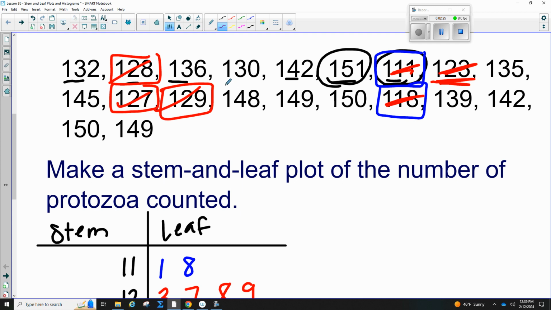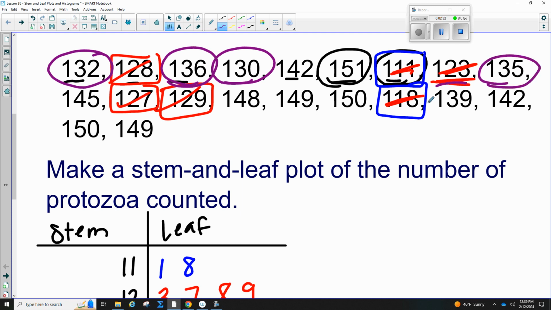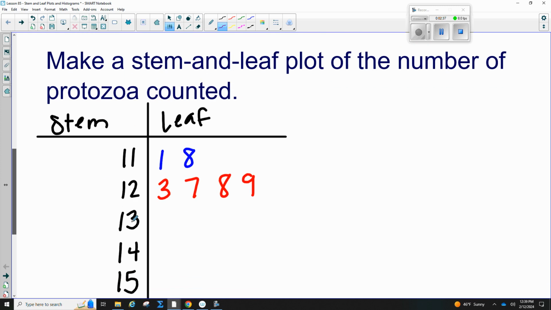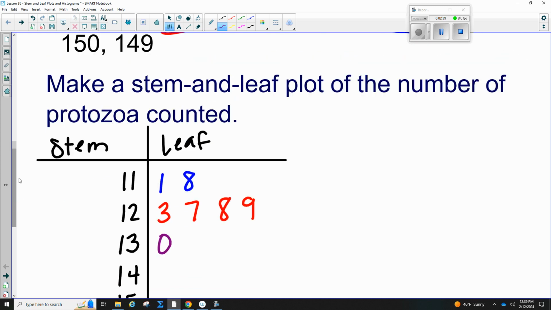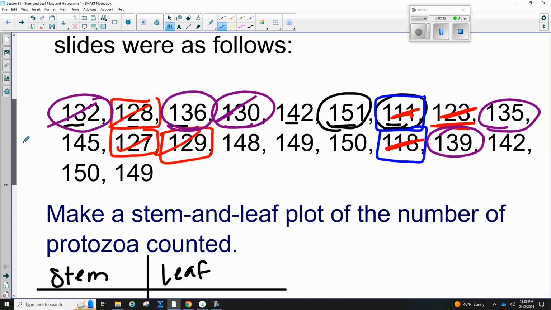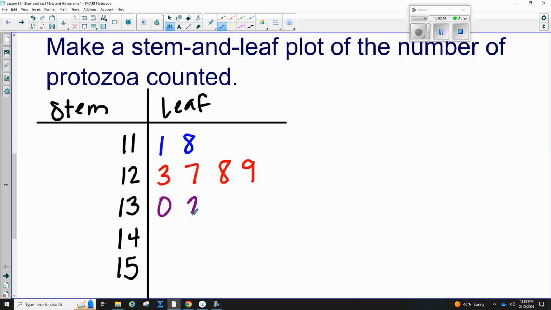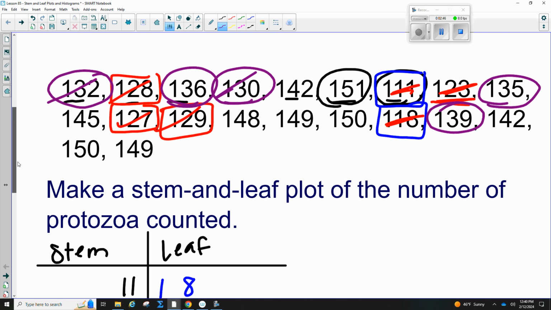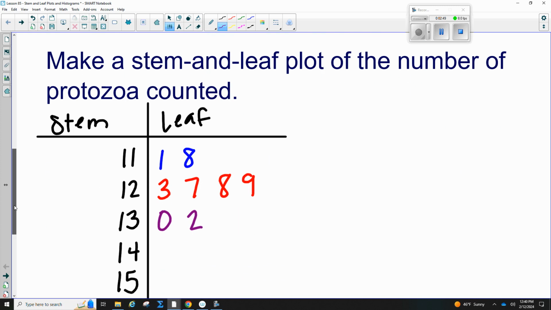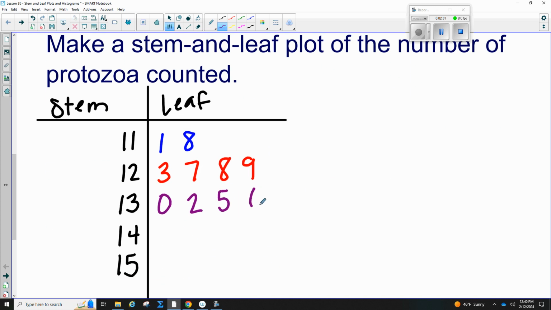All right, 13. So now I've got this guy, this guy, this guy, this guy, and this guy. And we have to put them in order. So 0 goes first. I've got 130. What goes next? Then we've got 132. What goes next? 5, 6, 9. Notice you're trying to line these up so you can see the shape. When you get to stats, it's helpful if you line them up.